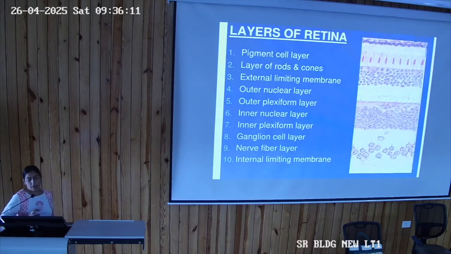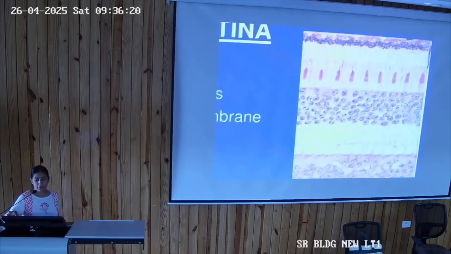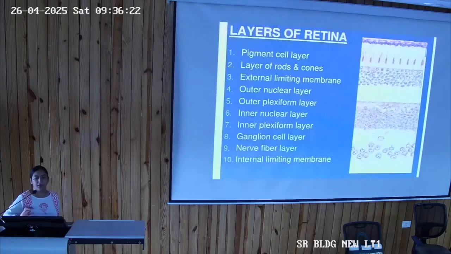Okay, now coming to the layers of the retina. First one is the pigment cell layer. So if we start from the topmost layer, this one is the topmost layer. So if we start from here, is the pigment cell layer which is covered with the epithelium.